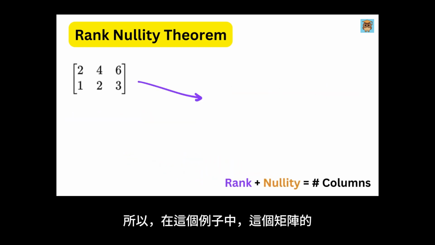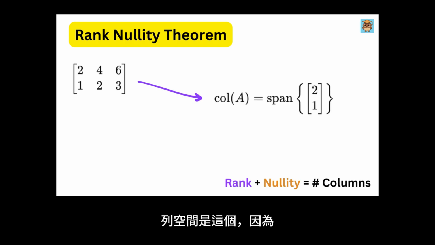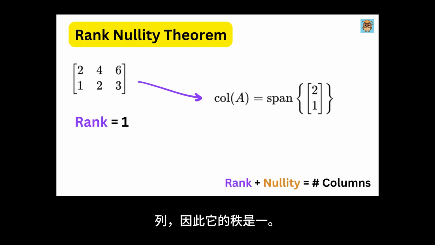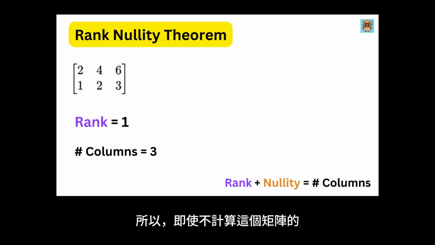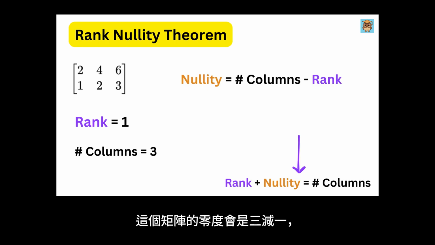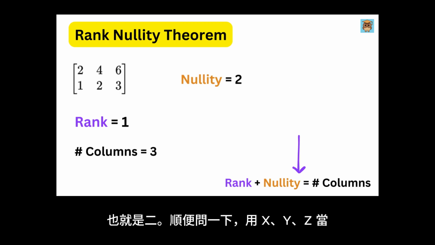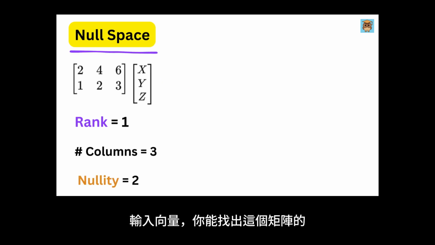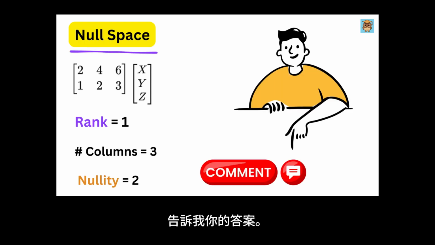So, for this case, we have the column space of this matrix as this, because the other two columns are just the multiple of this one, or they are linearly dependent upon this first column, and thus its rank is 1. Also, the number of columns in this matrix is 3. So, even without calculating the null space of this matrix, we can say that the nullity of this matrix will be 3 minus 1 or 2. By the way, using x, y, and z as the input vectors, can you find the null space of this matrix? And let me know your answer in the comments below.